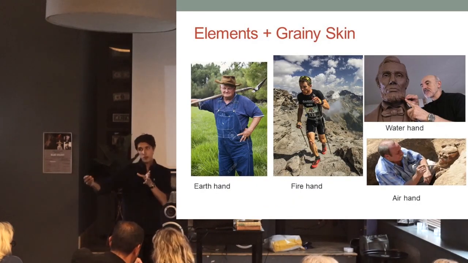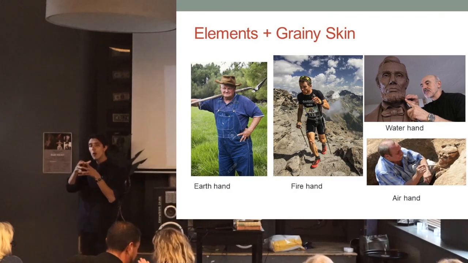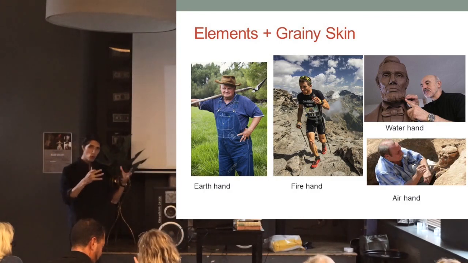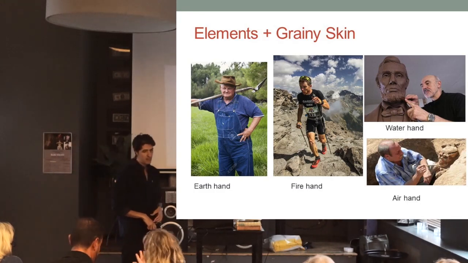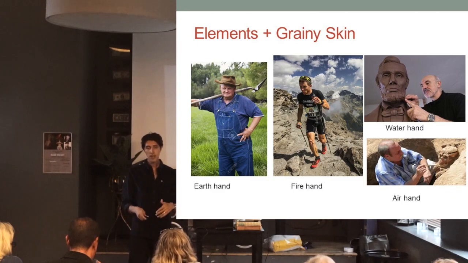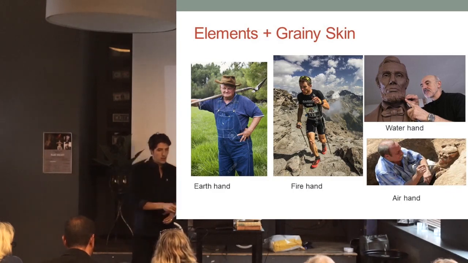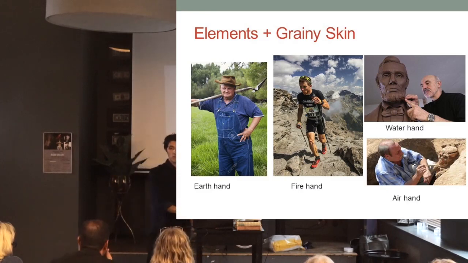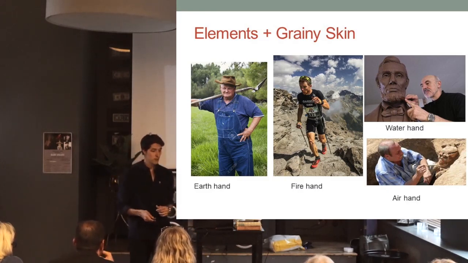So then what you do, because we're always looking to layer things up and we're always looking to build a deeper, more complex picture of someone's personality, is you add the elements with the skin type. So I've got the example here of grainy skin. So if you've got an earth hand with grainy skin, you've got somebody that might want to be a farmer, for example. They want to be physical.